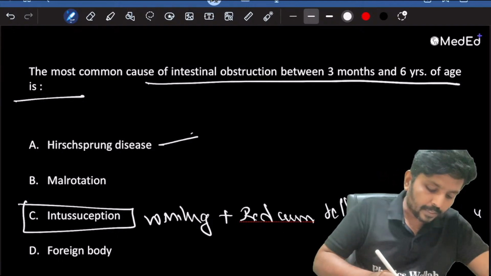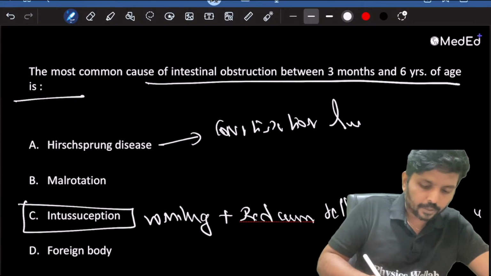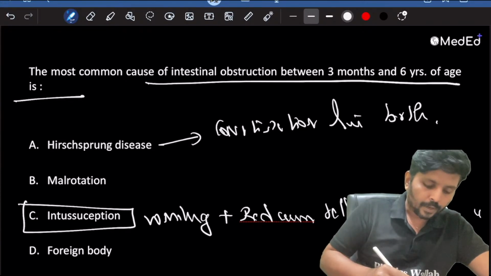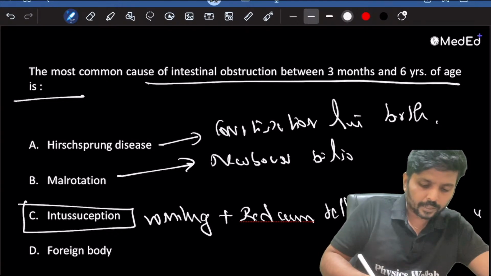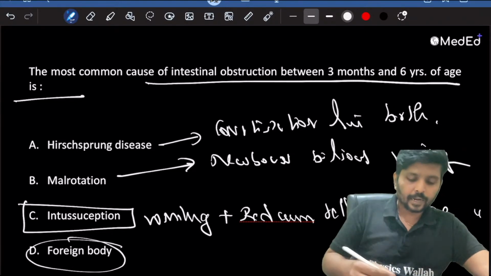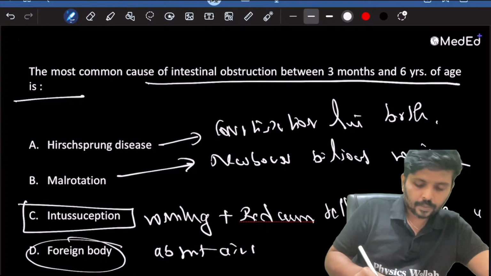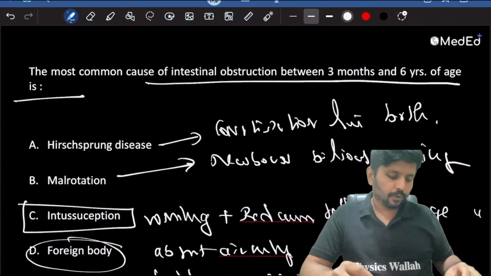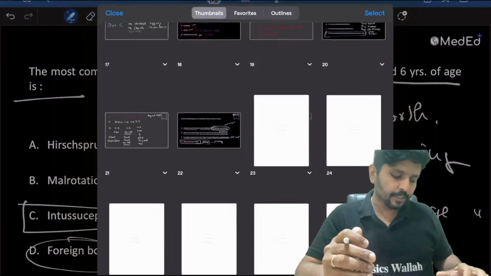Okay, Hirschsprung's disease: constipation since birth. Malrotation: any newborn with bilious vomiting. Foreign body lung should be suspected when you have absent air entry in one lung and sudden onset cough. Okay, this is all about your intussusception and other things which are mentioned here.